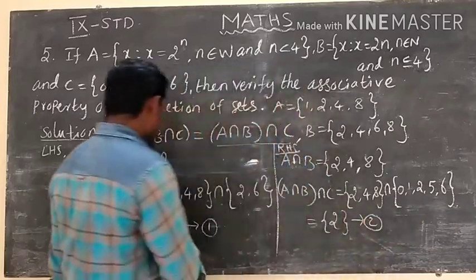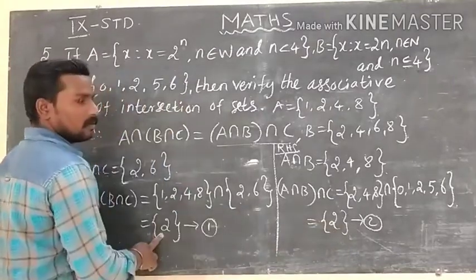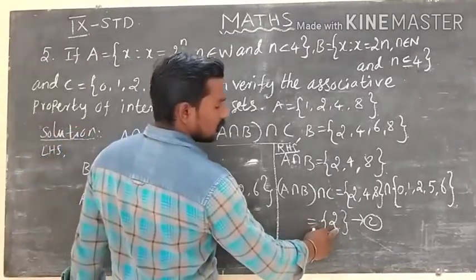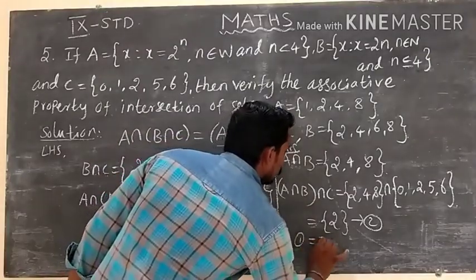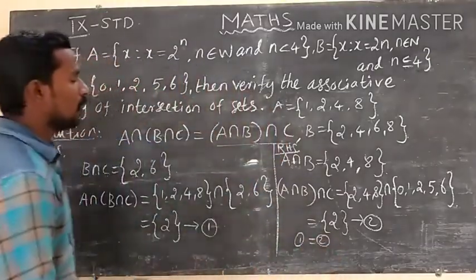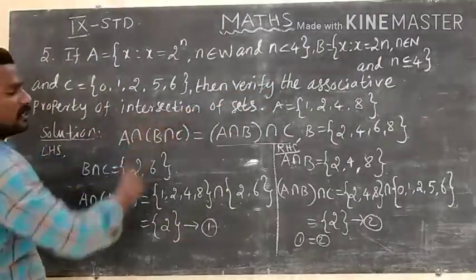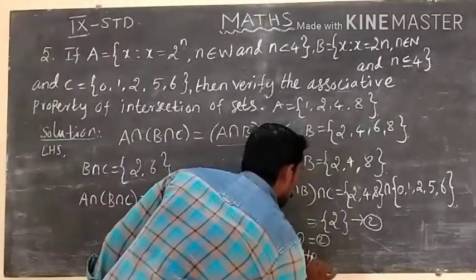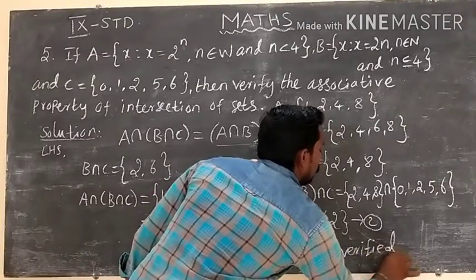So this is number 2. Compare 1 and 2. This is 1, this is 2: the singleton set {2}. So 1 is equal to 2. Hence we verify the associative property of intersection of sets.